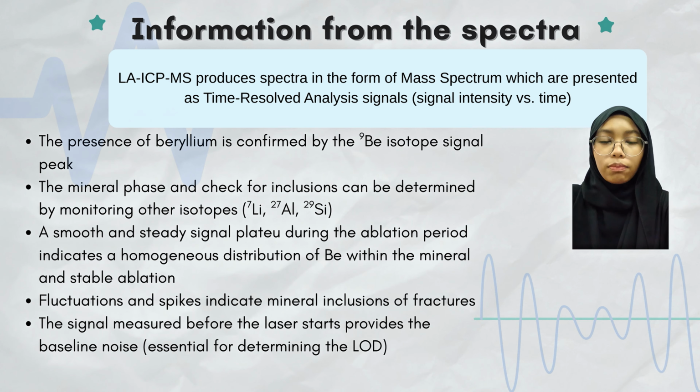LA-ICP-MS produces spectra in the form of mass spectrum, which are presented as time-resolved analysis signals. The presence of beryllium is confirmed by the 9 beryllium isotope signal peak. The mineral phase and inclusions can be determined by monitoring other isotopes. A smooth and steady signal plateau during the ablation period indicates a homogeneous distribution of beryllium within the mineral and stable ablation. Fluctuations and spikes indicate mineral inclusion or fracture. The signal measured before the laser starts provides the baseline noise, which is essential for determining the limit of detection.